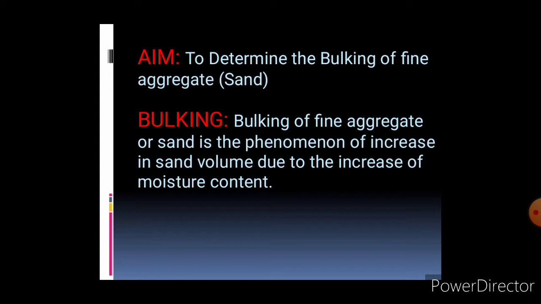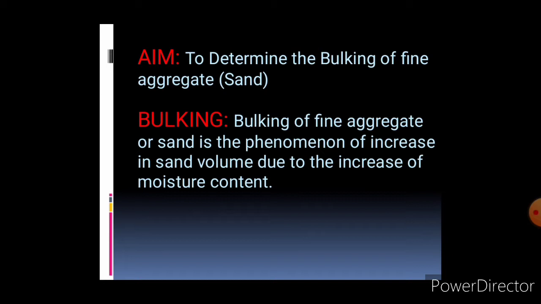Bulking of fine aggregate or sand is the phenomenon of increase in sand volume due to the increase of moisture content. There are two reasons for bulking of sand. The first reason is the formation of water films around sand particles, and the second reason is that beyond 8 to 10% moisture, the films start breaking and the volume starts reducing.